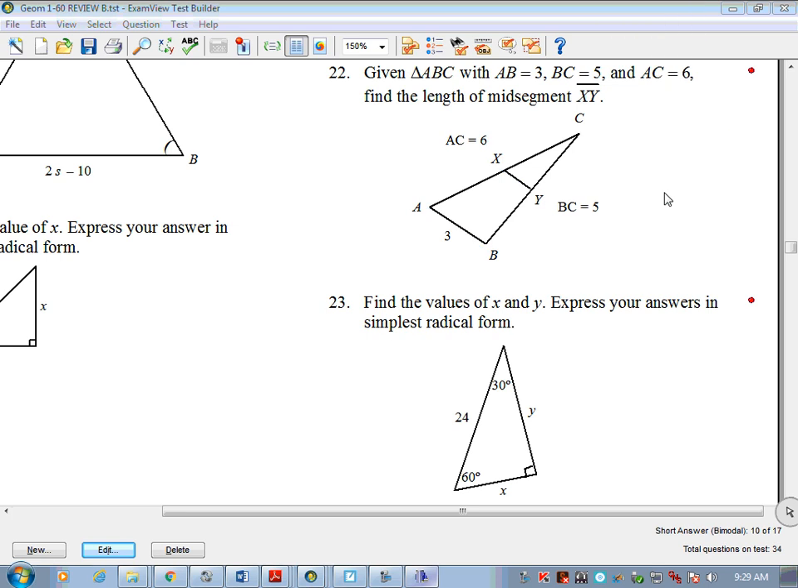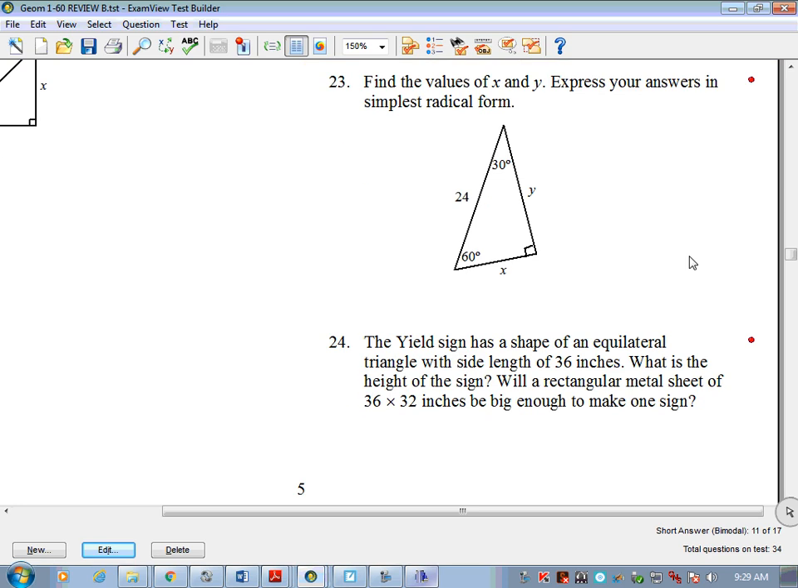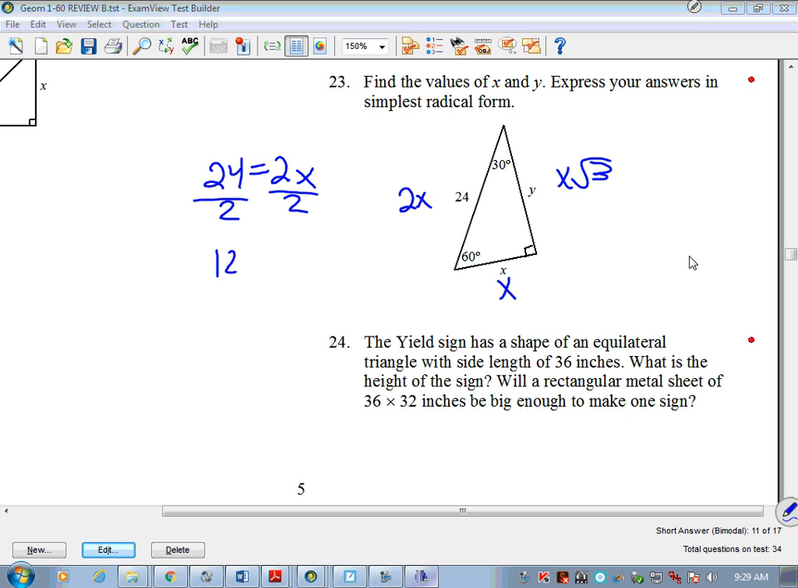Okay, 23 gives me a 30, 60, 90 triangle. Okay, 30, 60, 90 triangle works on an x, 2x, x radical 3 ratio. Okay, so the first thing I'm going to do is solve for x, right? If 24 is equal to 2x, we're going to divide by 2 to solve for x. Okay, 24 divided by 2 is 12, so I know x is 12.